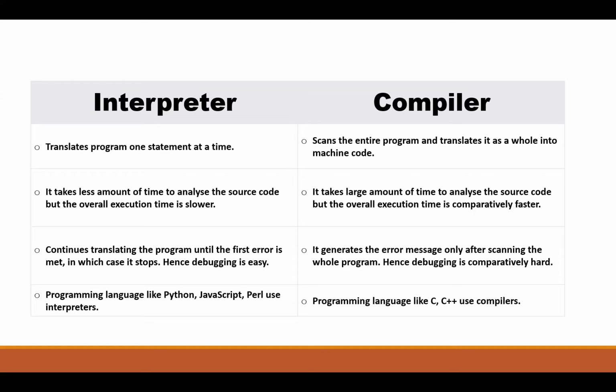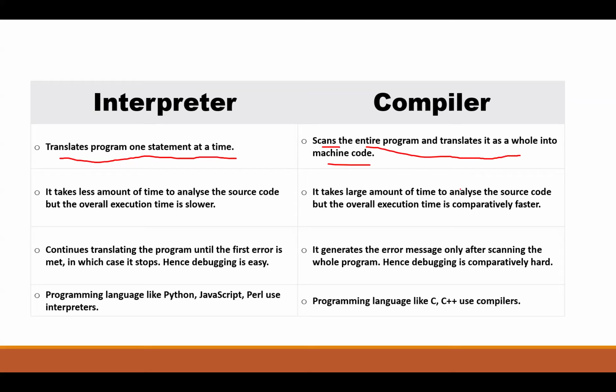Right. So that also I started, but again I'm repeating. An interpreter is something which translates the program one statement at a time. And a compiler is one which scans, translates or converts, anything you can say, the entire program and translates it as a whole into the machine code.